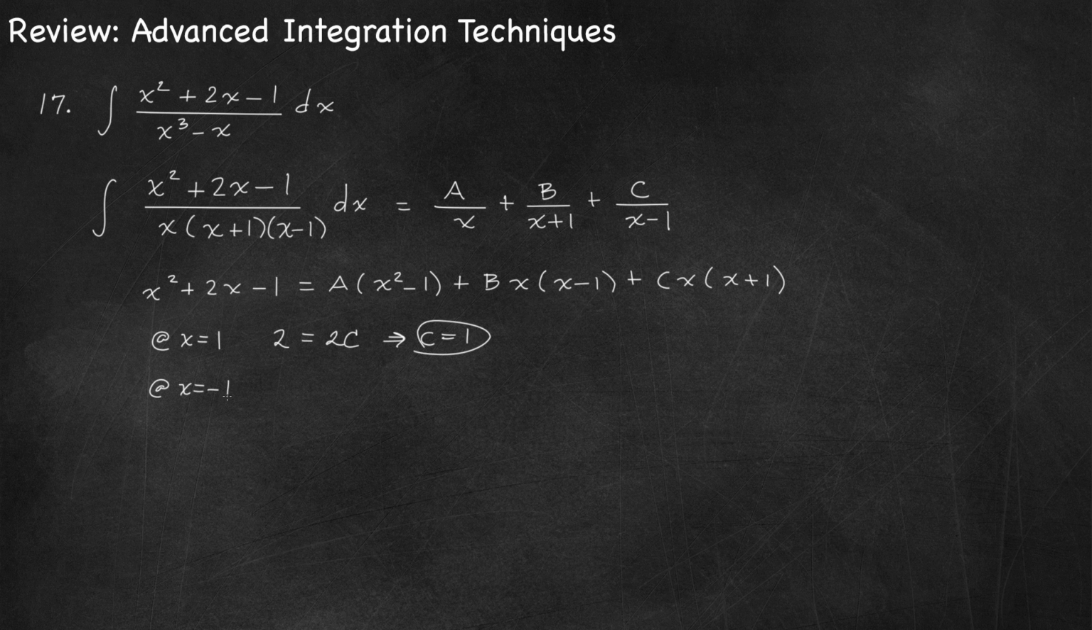At x equals negative 1, I get 1 minus 2 minus 1, which is negative 2, equals, that's 0. That's minus b times minus 2 is 2b. And the last term there is 0. So that tells me that b is negative 1. And at x equals 0, on the left we get negative 1 equals, on the right we get negative a plus 0 plus 0. So a equals 1.